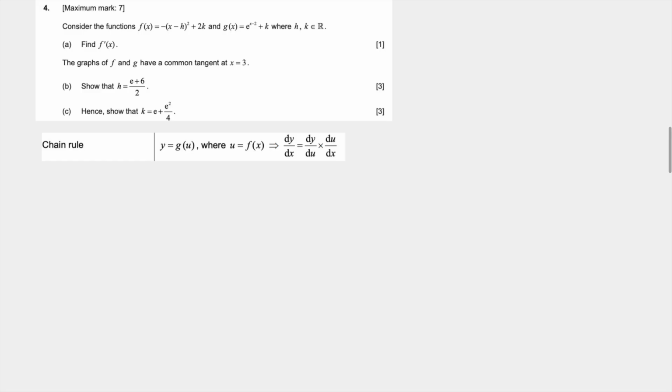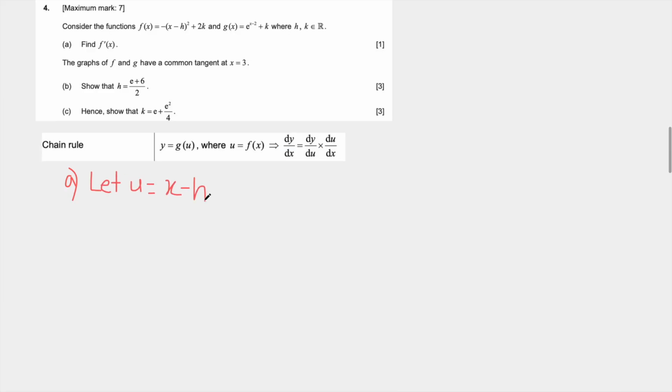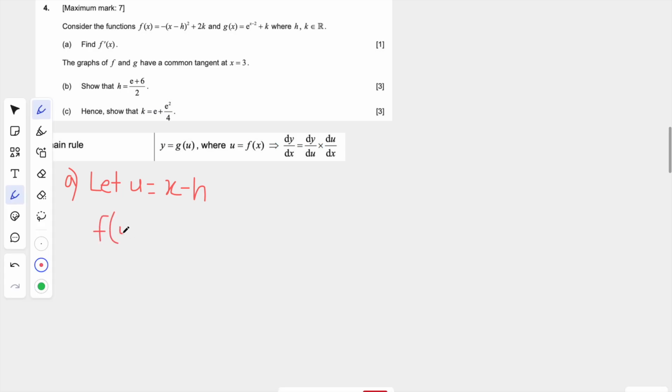Now, based on the type of equation this is, we can make use of the chain rule, which is provided in your formula booklet to solve this question. We can set a variable u equal to x minus h, and then differentiate f of x using this u dummy variable. This means our new equation is f of u is equal to minus u squared plus 2k. The first derivative of u squared is 2u, and the first derivative of 2k is 0 since we are differentiating with respect to u and there is no u variable in 2k.